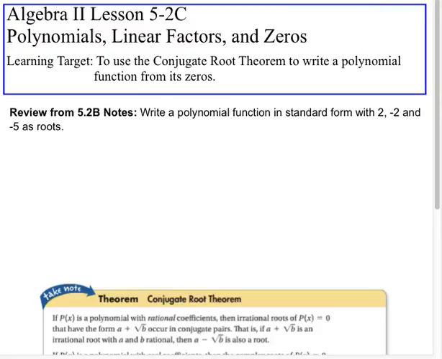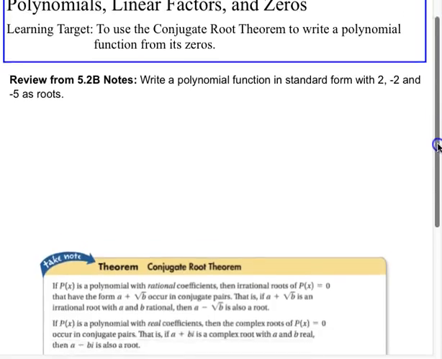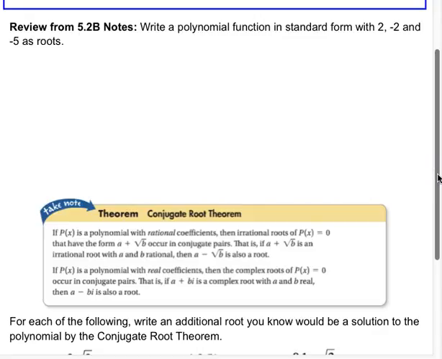Welcome back so we can wrap up our third section of 5-2. So we're going to continue to develop this idea of writing a polynomial from its zeros. Okay, so I first want to do a quick review of what we talked about in our last notes.